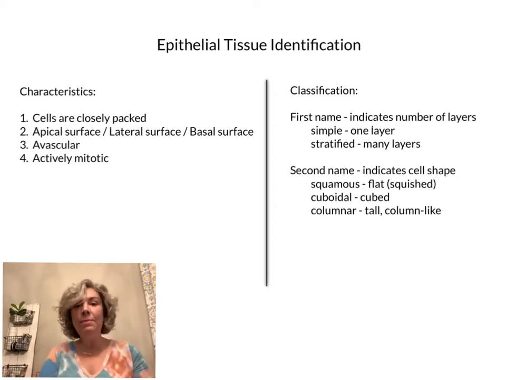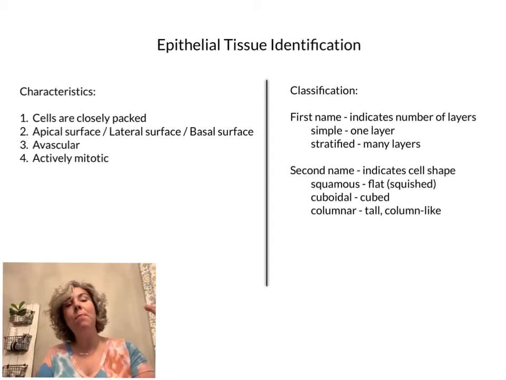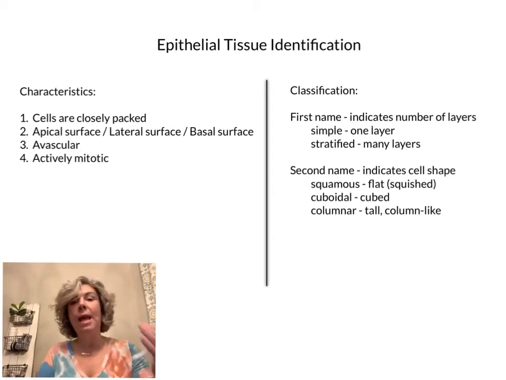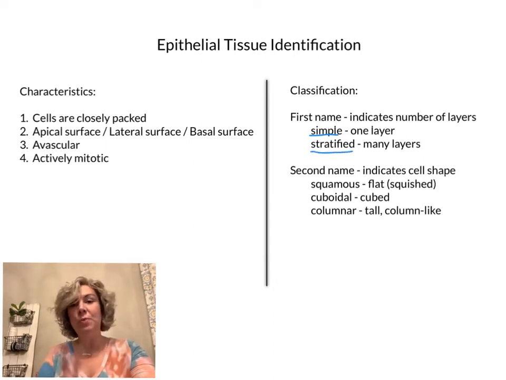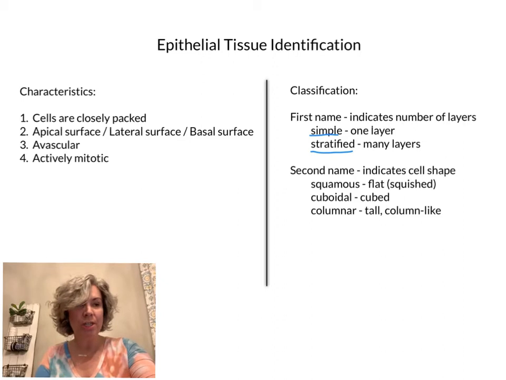Now, when naming epithelial tissue, most will have at least two names. The first name tells us how many layers there are, and we can have a simple epithelial tissue, which means one layer, or a stratified epithelial tissue, which means two layers. And the second name tells us the shape of the cells. Squamous means flat or squished together.